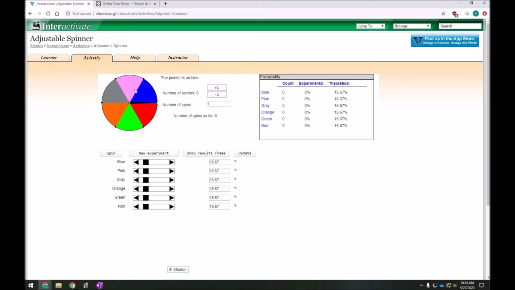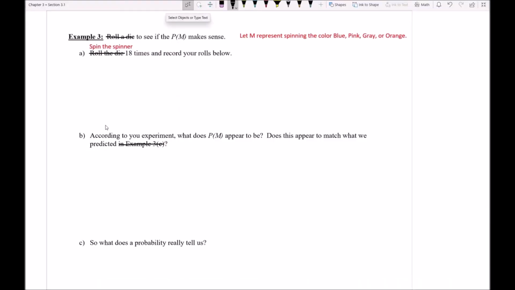Now if I look at this spinner here, I can see that each one of the sections has an equally likely chance of occurring because they're all the same size. And so it would seem like the chances of spinning one of those colors, or having that event m happen, would be 4 out of the 6 total options. So I want to go ahead and see if 4 out of 6 seems to make sense here.